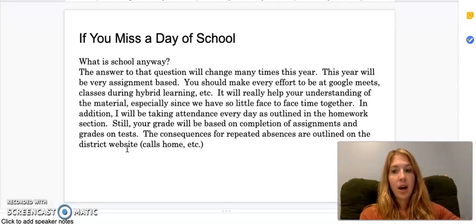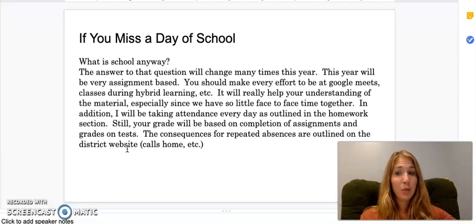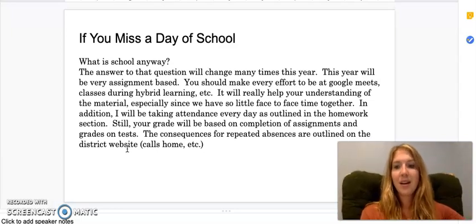But if you're not getting these attendance things in, then we have to call home, we have to tell the social workers, we have to get the principal involved. There's this whole procedure that's on the school website that we have to go through. So we're trying to keep attendance easy, be it a Google Meet, fill out a Google form, really simple stuff. So just make sure you're doing it. It'll just keep everybody's life easier.